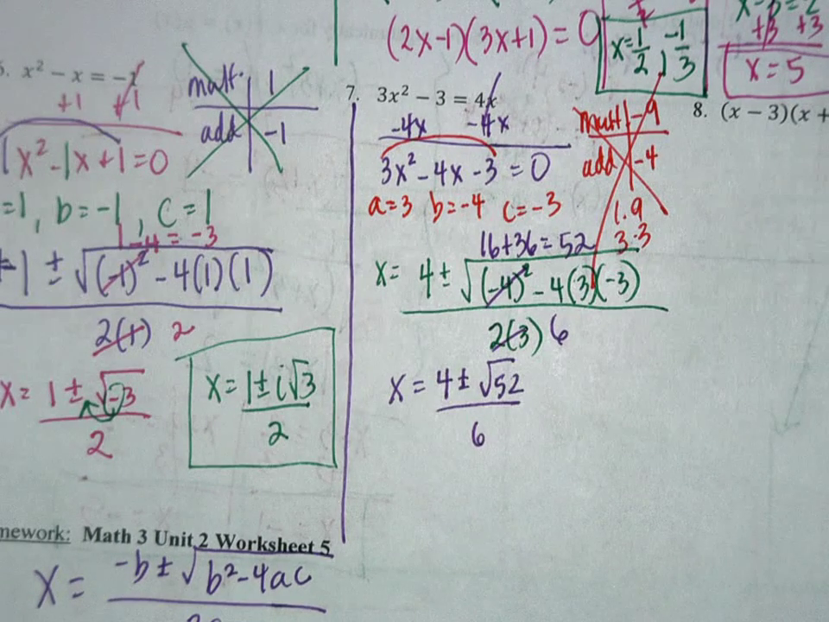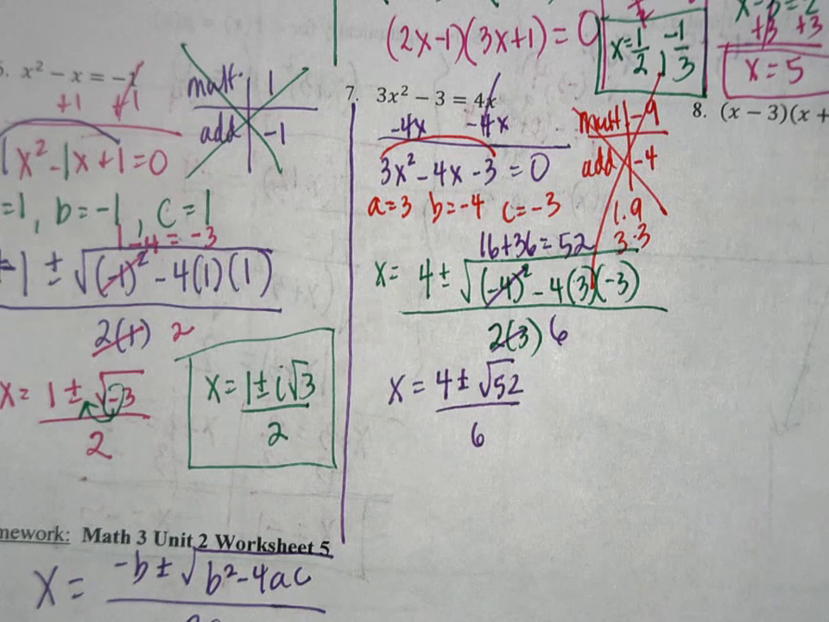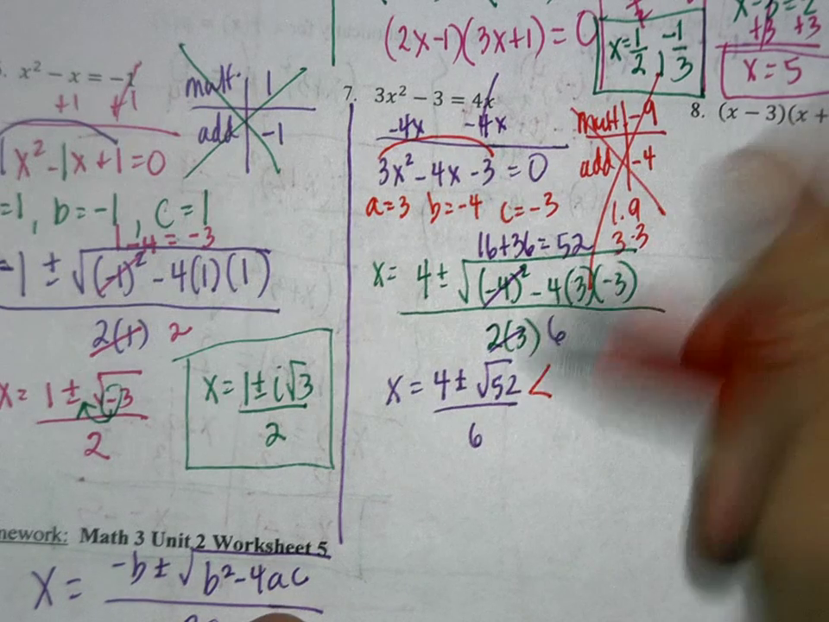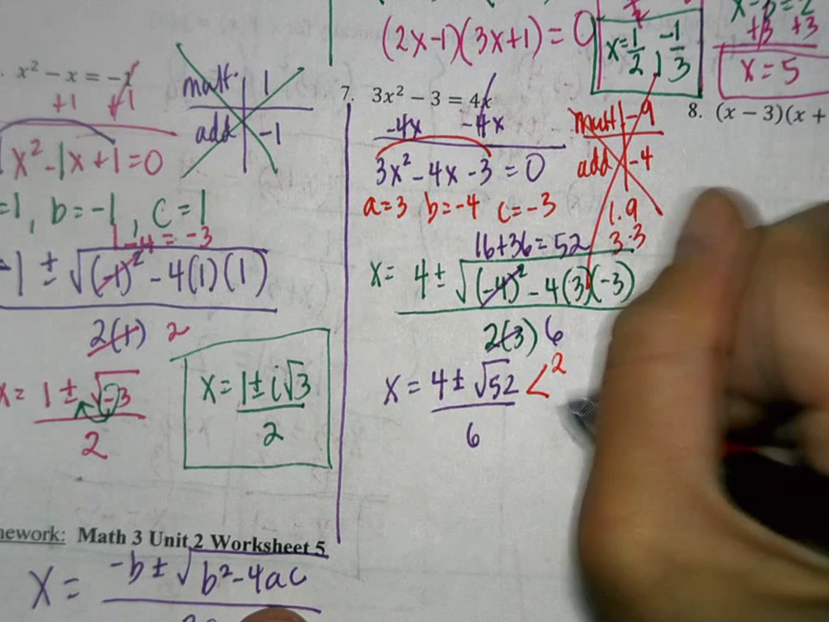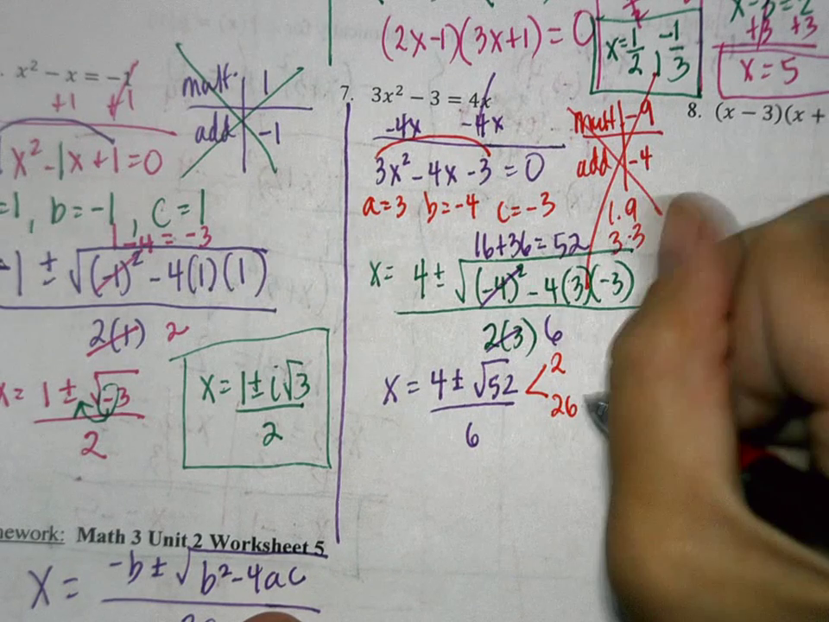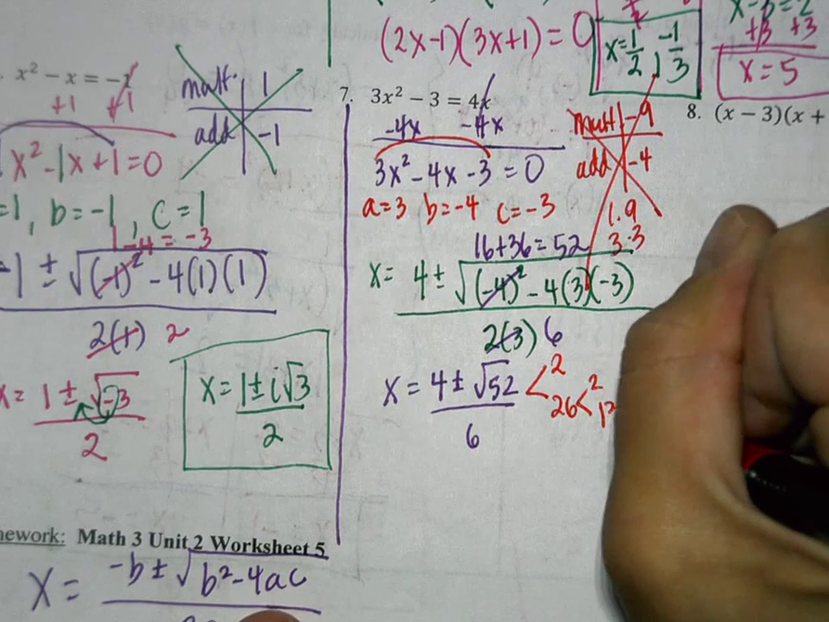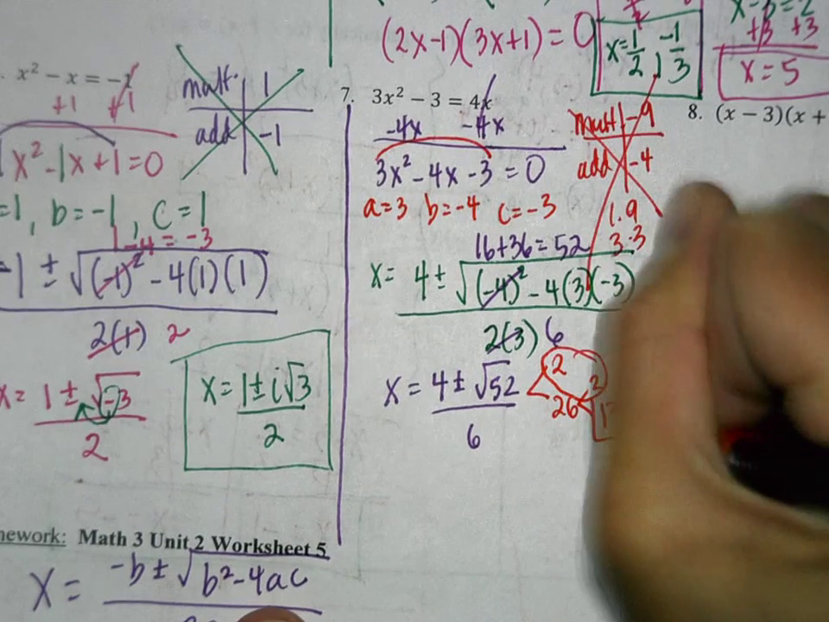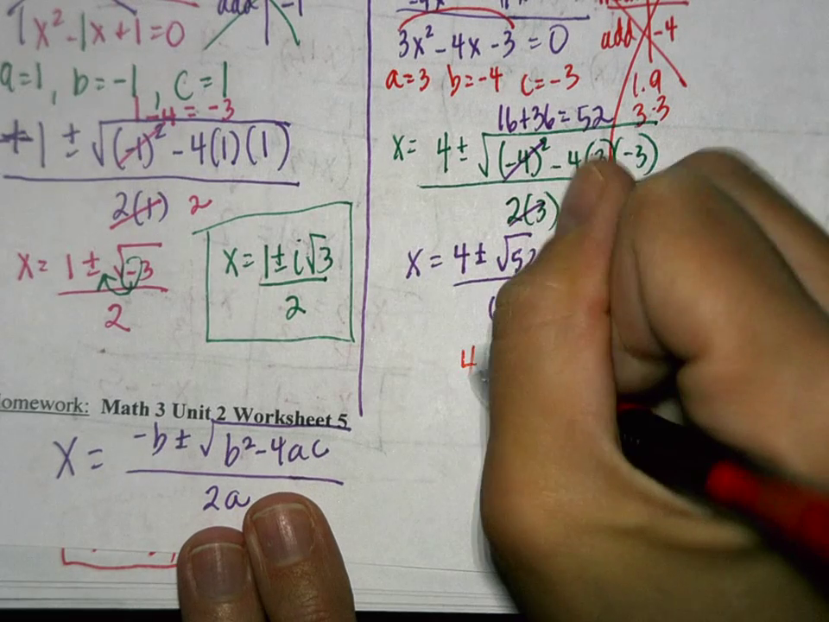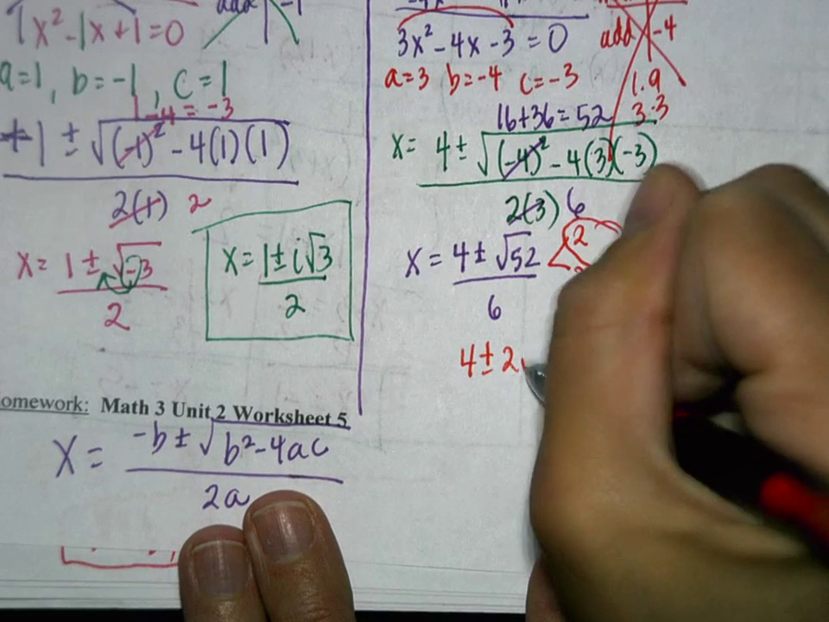Can I break 52 down? Question. Do we have a question? Okay, 52. What can 52 break down to? If you're ever not sure, because it's an even number, I know it's 2 and 26. Good. And then 26 again is an even number, so I know it's divisible by 2. And so we have 2 and 13. So that means I have a pair of 2's and a 13 left over. So when I write this out now, I have 4 plus or minus 2 root 13 all over 6.